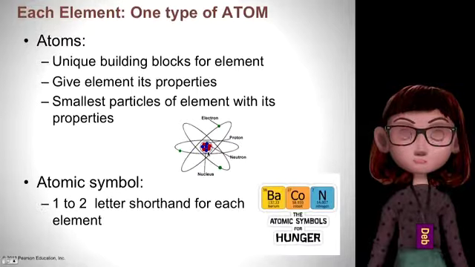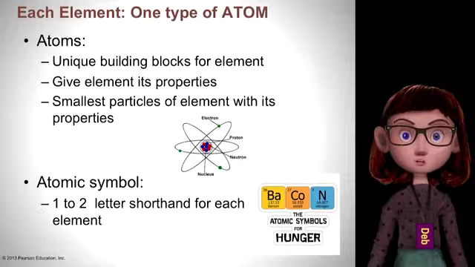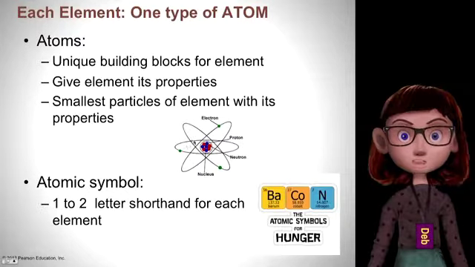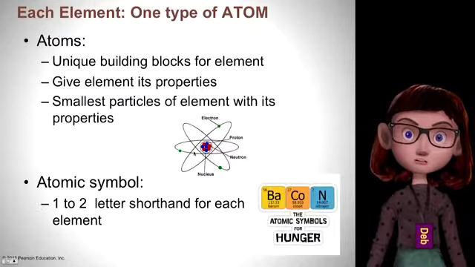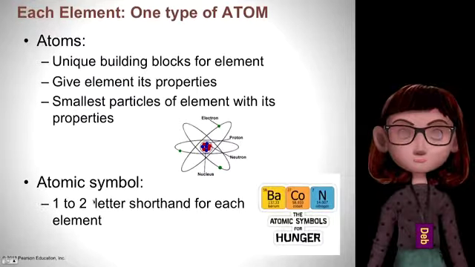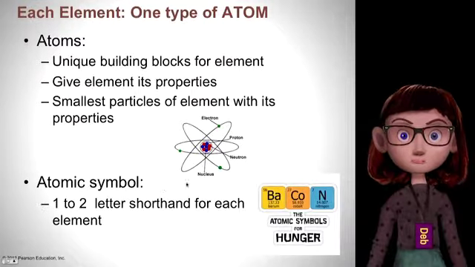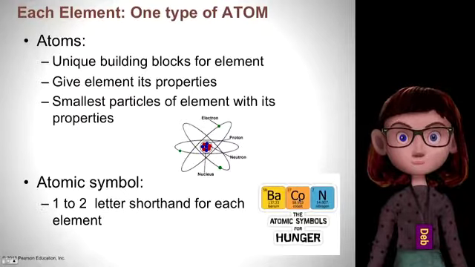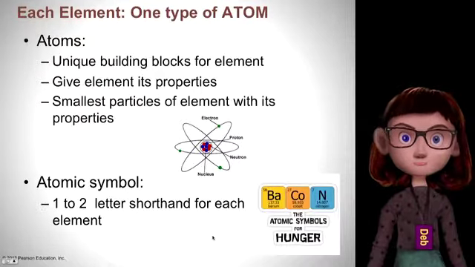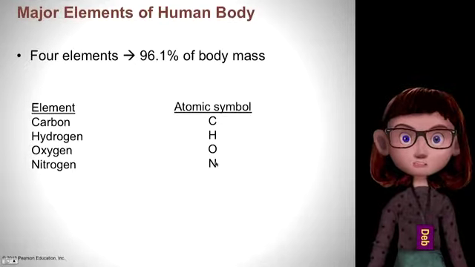Remember, you've got your atomic nucleus in the middle. These are showing you some protons and neutrons, and then the electrons are spinning around that atomic nucleus at great speed. The atomic symbol is a 1 to 2 letter shorthand for each element. I thought this was pretty funny. Barium, Ba, cobalt, and nitrogen. They're actual symbols.